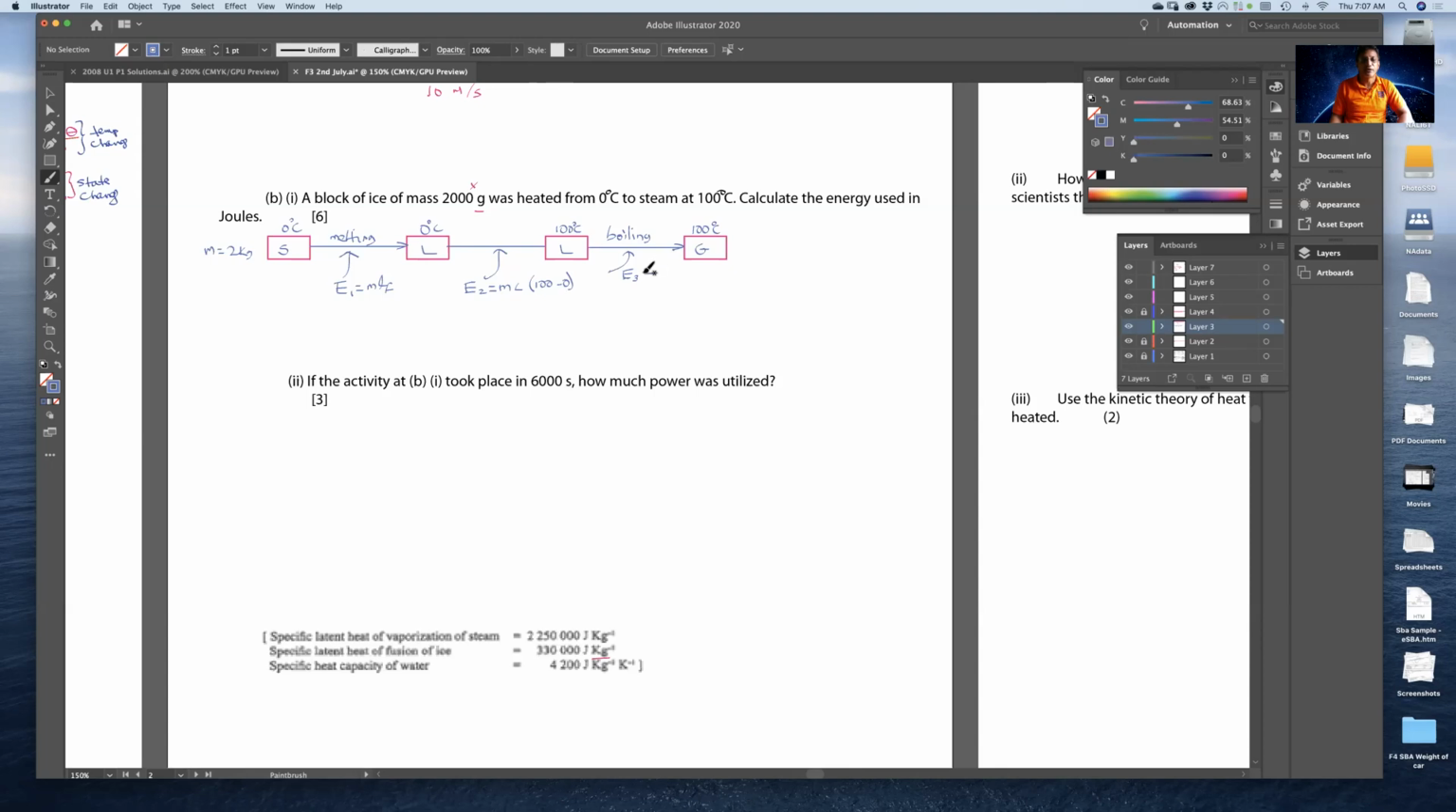And what is E3? In E3, we have boiling. Boiling uses the latent heat of vaporization. So this will be MLV. To find the total, they wanted the energy used to go from here all the way to here. How much energy is needed? To find that total energy, it would be equal to the sum E1 plus E2 plus E3.